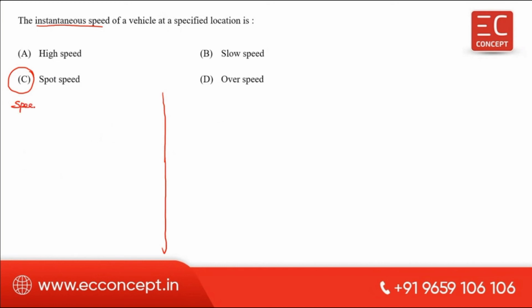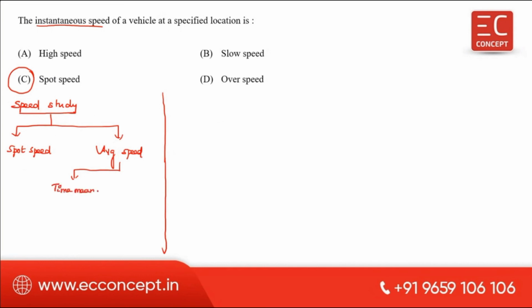We know that there are two speed studies. One is spot speed, another one is average speed. The average speed is further divided into two: one is time mean speed, another one is space mean speed.